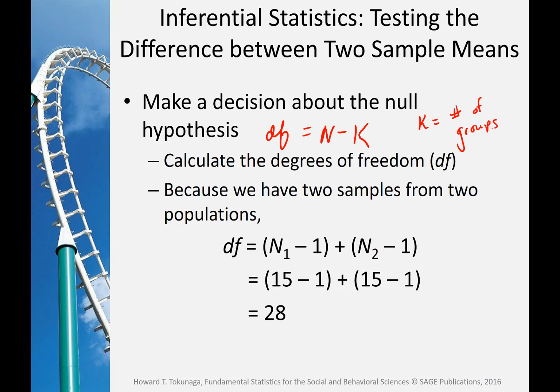Outside of intro to stats, we'd say that the degrees of freedom is n minus k, where k equals the number of groups. And in fact, I think we'll see this when we get to chi-squares, and you can have multiple numbers of groups. So we have 28 degrees of freedom. That leads me to believe we're going to use the t-table, because t's right at that sort of edge.